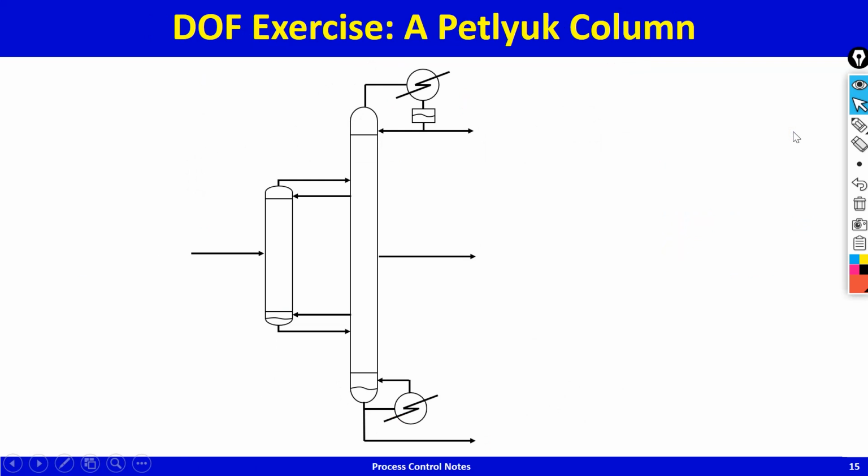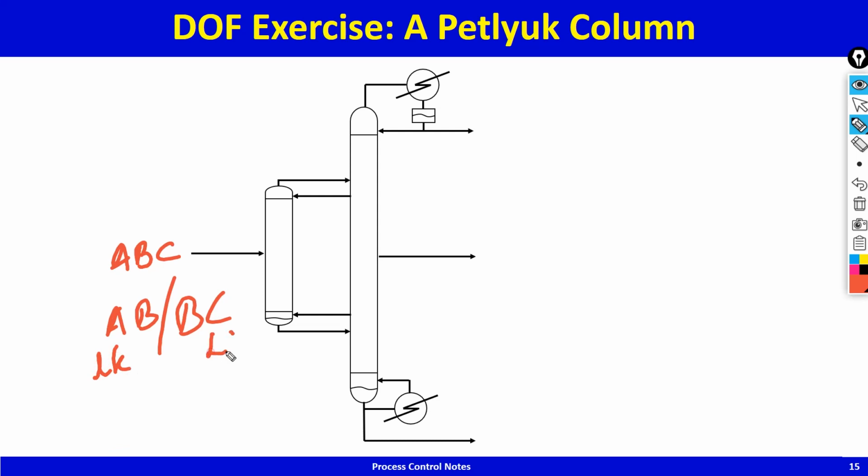This is an exercise that I'd like you to do. It's a Petlyuk column, so I'll explain what a Petlyuk column does. A Petlyuk column takes in an ABC feed and it does an AB-BC split, the easiest possible split. So A is the light key, C is the heavy key.